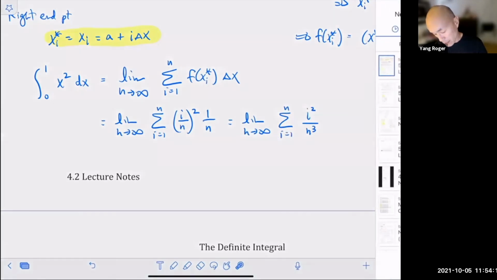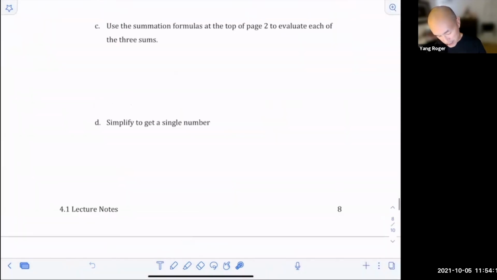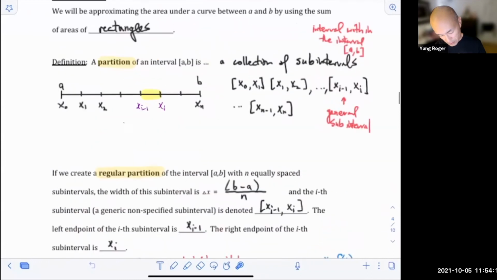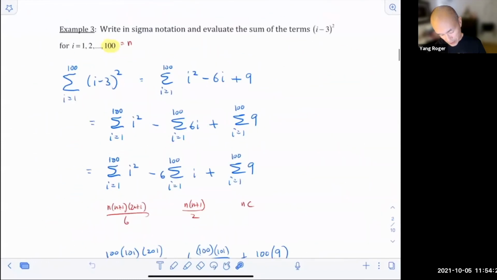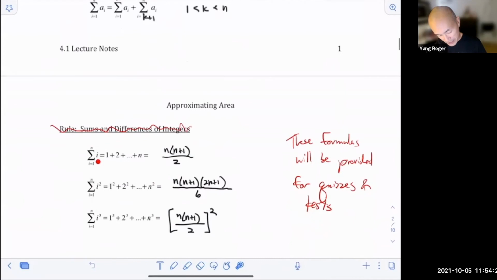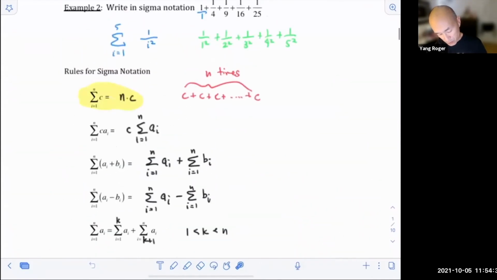Now, I showed you last section that we have all these rules for manipulating our series. And our goal is to get one of these three sums. So the rule I want to use, I want to factor out a constant. Okay.